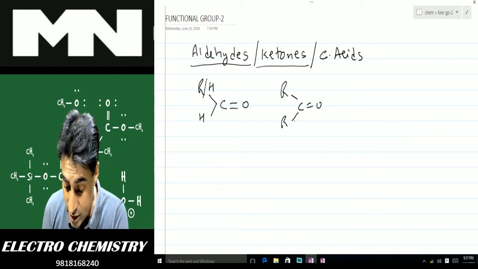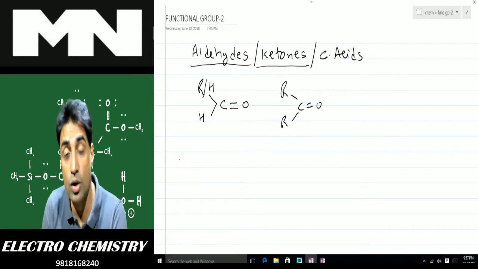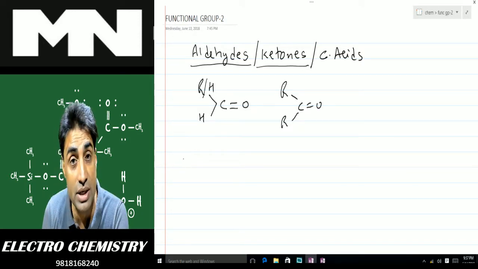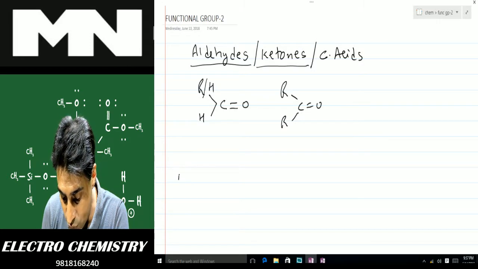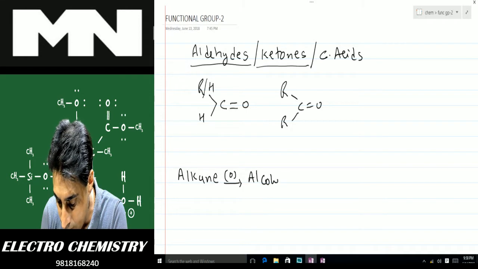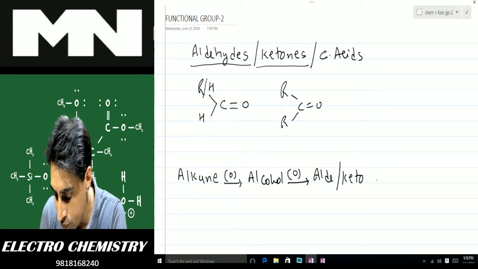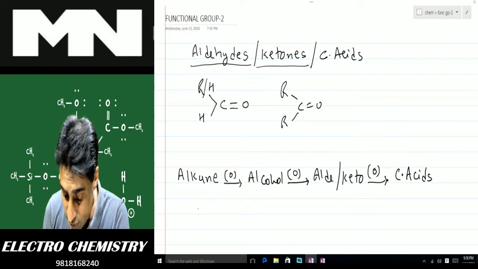Before starting with their method of preparation, I would like to just share a basic oxidation sequence, which you have done in your 11th standard. If you oxidize an alkane, it always gives you an alcohol. Alcohol on oxidation gives you aldehyde or ketone, which on further oxidation will give you carboxylic acids. For this, I would like to give you an example.